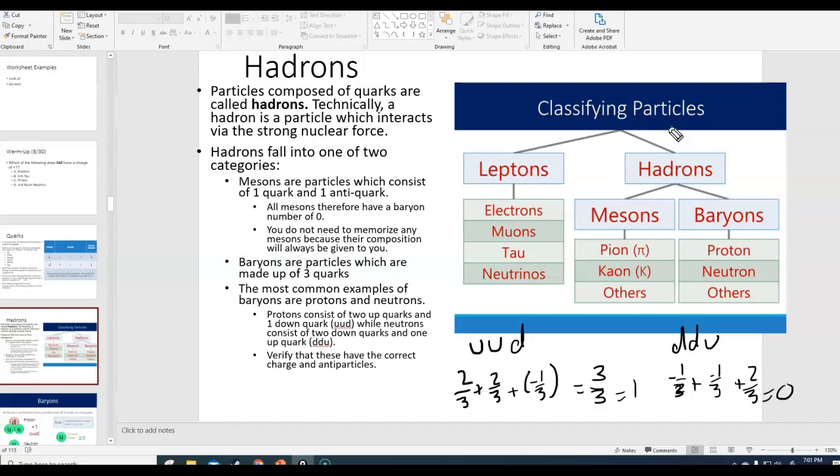We have a little chart here showing you different ways of classifying particles. Obviously, we have the leptons that we talked about in the last video, the electron, muon, and tau, and their respective neutrinos. Then we have hadrons, consisting of quarks, and we have mesons and baryons. Remember again, mesons are made of one quark and one antiquark, and baryons are made of 3 quarks. Pause there if you need to add this to your notes.